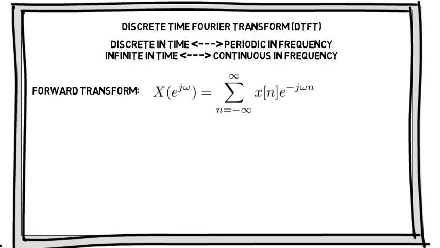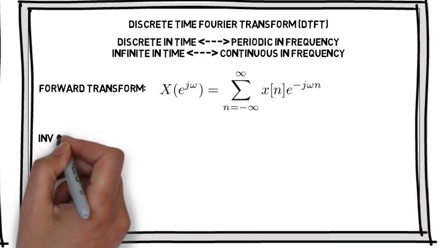And because it's discrete in the time domain, it's periodic in the frequency domain. If we take little omega and add 2 pi to little omega, we get exactly the same value in that summation. And so it's periodic in the frequency domain with a period of 2 pi. We can't tell the difference between x of e to the j 0 and x of e to the j 2 pi. They're exactly the same thing.